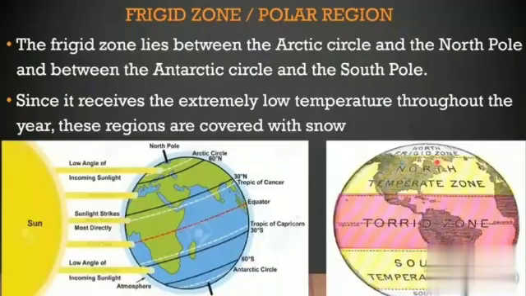Next one, frigid zone or polar region. The frigid zone lies between the Arctic Circle and the North Pole, right? And between the Antarctic Circle and the South Pole. Since it receives extremely low temperature throughout the year, these regions are covered with snow. Okay, these regions are always covered with snow.